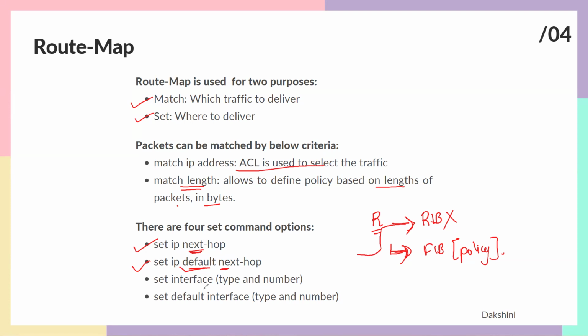Also, instead of giving the next stop, we can also set the interface name and number. Same thing, if we set default, first it will check the RIB and then it will check the FIB. In the next stop, if you're not using default, first it will check the FIB and then the RIB. When we use the default keyword, first it will check the RIB, the normal behavior, and then it will check the FIB, the policy. So this is how you can create the route map.